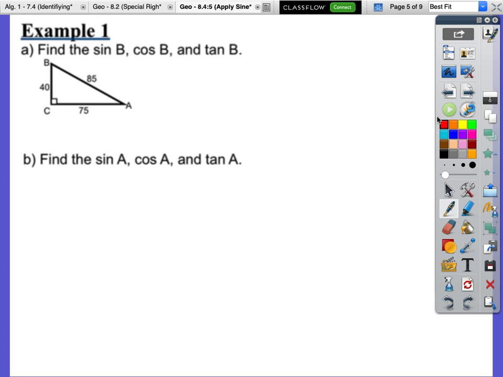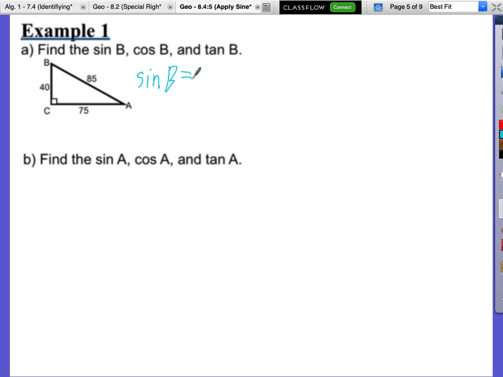Example 1. If we find the sine of B, cosine of B, and tangent of B, let's first start with the sine of angle B. Sine is the leg opposite over the hypotenuse. So what's opposite angle B? 75. The leg opposite angle B is 75. What's the hypotenuse? 85. The hypotenuse is always going to be bigger.